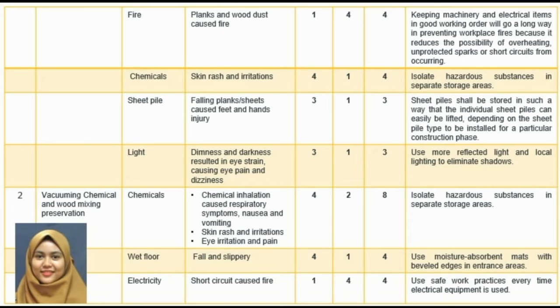For the hazard sheet pile, the effect is falling planks or sheets cause foot and hand injury. The risk assessment is 3, 1, 3. The action is sheet piles shall be stored in such a way that the individual sheet piles can easily be lifted depending on the sheet pile type to be installed for a particular construction phase.